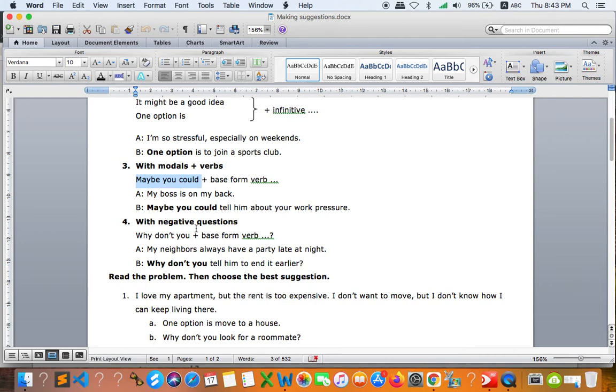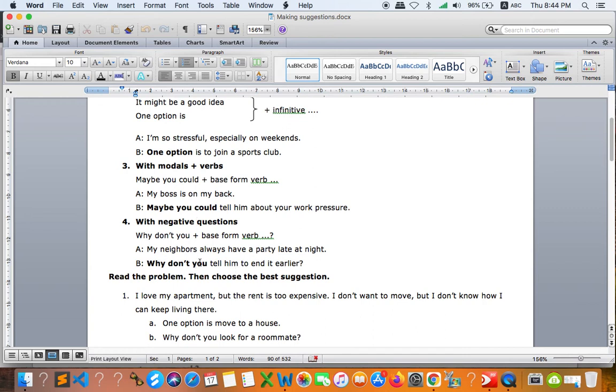Okay. And the last one is with the negative questions. Why don't you, and then verb base as well. Just like this example, my neighbors always have a party late at night, and you can say, why don't you tell him to end it earlier?